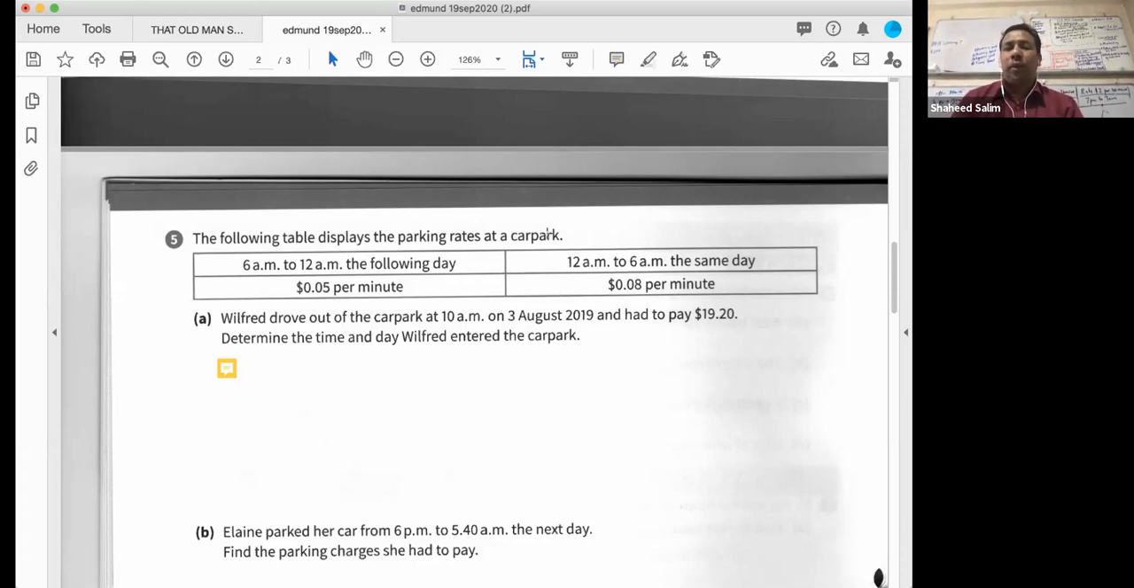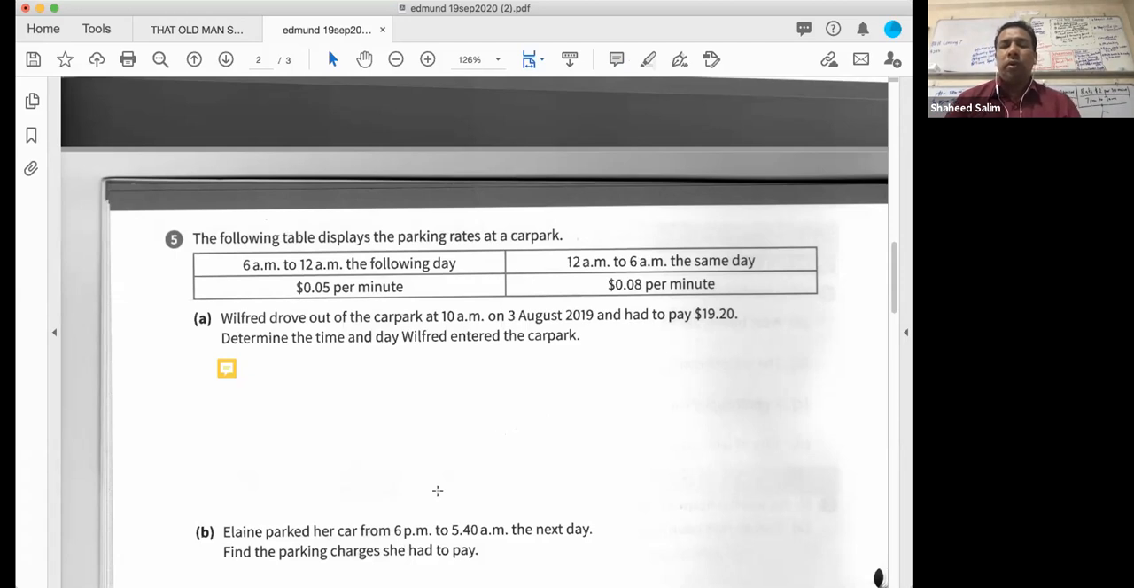Now, when you park before midnight, the 12 a.m. is before midnight. From 6 in the morning to 12 midnight, the rate is 5 cents per minute. Some car parks do this. The example I gave you is per hour. Down here, they charge per minute. And then after 12 midnight to 6 a.m., it's a different charge. It's 8 cents per minute.